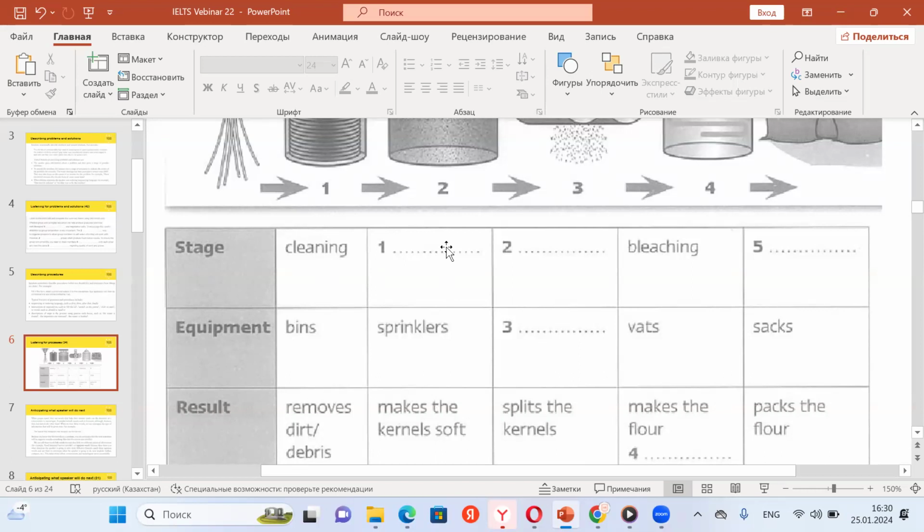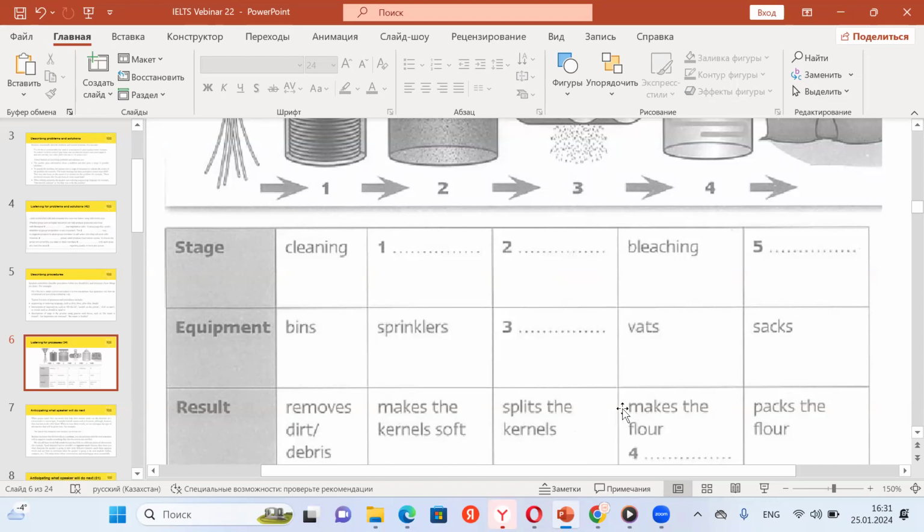In the next stage, known as conditioning, the kernels are placed under large sprinklers. In this way, they are treated with water to condition them, that is, to soften them, to make them soft enough to break in the next stage of the process. The next stage is the actual milling itself. In this milling phase, as we call it, which of course is the key process in the whole operation, the grains are passed between rollers, enormous round rollers. This action splits the kernels and produces the finely ground grains that we know as flour.